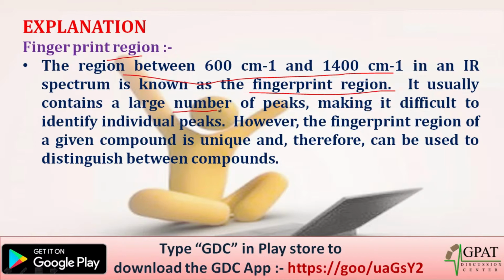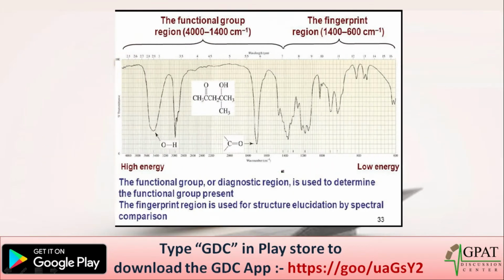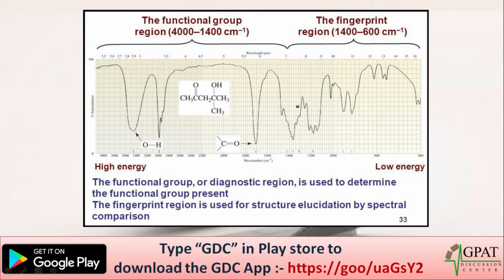Because there are a large number of peaks in this range, it is quite difficult to identify individual peaks. However, the fingerprint region of a given compound is unique and therefore can be used to distinguish between compounds. Let's see how a fingerprint looks with the help of a schematic diagram. This is the fingerprint region, and as we already discussed, there are so many peaks that it is more difficult to identify the compound.